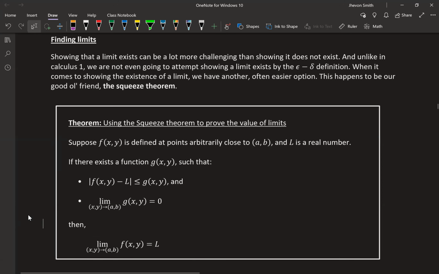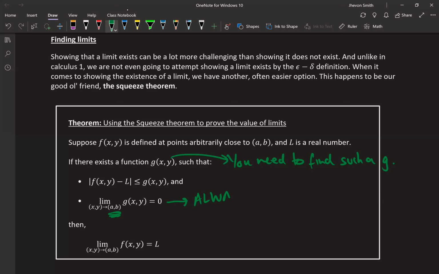Now, why is this difficult, quote unquote, is that g is not going to be handed to you. You need to find this guy. You need to find a g, right? Such that this works, and the limit of g as you approach the same (a, b) is always 0, specifically 0.